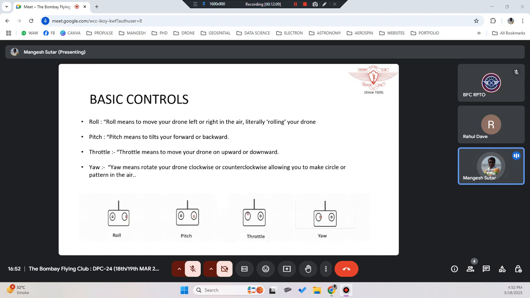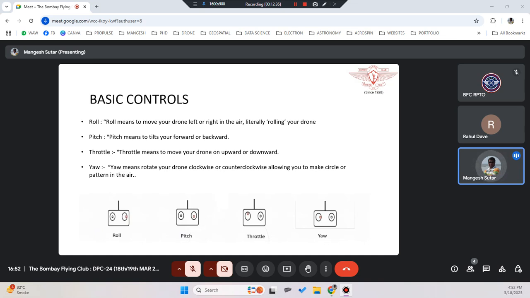So how do you remember? R for right side, R for roll. We are learning drone flying in RPTY, replacing the O with Y. So R is roll, P is pitch, then on the left side you have throttle, and last is yaw, on your left side.